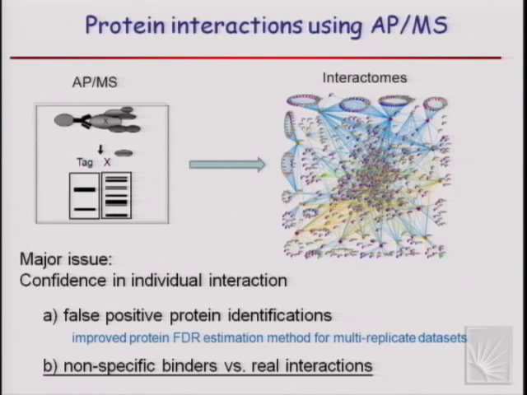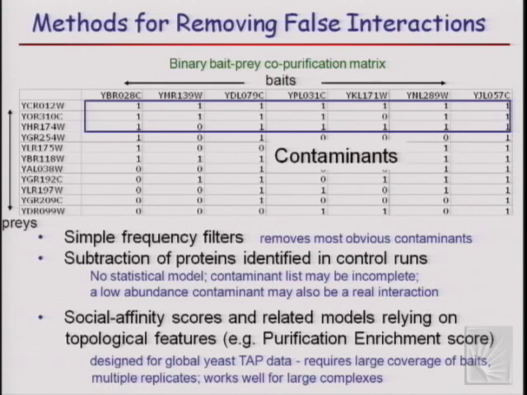So the problem I already mentioned has two components. When we talk about false positives in the context of protein interactions, the interaction can be a false positive because we identify the protein incorrectly, and that's where improved methods for estimation of error rates at the protein level are important, which I talked about in the first part. But it could also be a non-specific binding versus real interaction problem, which was mentioned before by other speakers. So in the remainder of this presentation, I'll talk about this part here, and briefly mention existing methods for eliminating contaminants and non-specific binders.